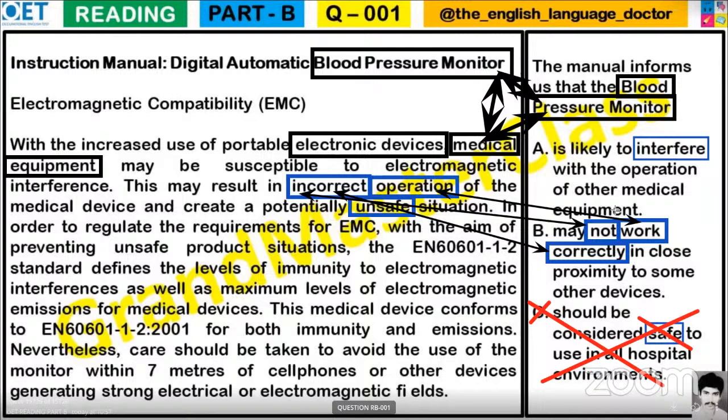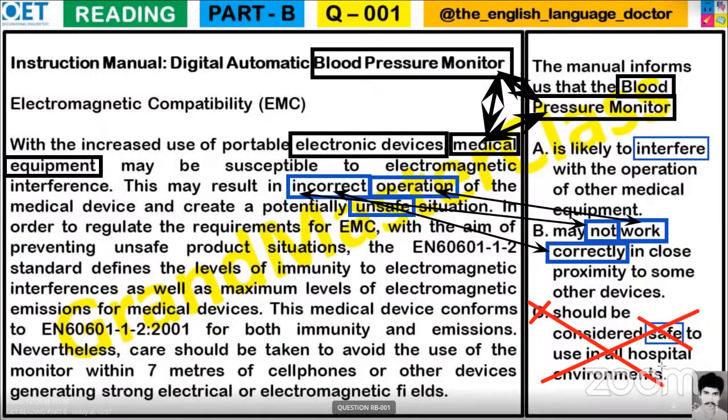So try to understand that one very clearly. First one is talking about medical equipment. Second one is talking about other devices. Other devices, not medical. Other devices means you can understand is right. Should be considered safe in all hostile environments. Means everywhere, whether it is medical equipment or non-medical equipment, everything. So B and C are all together. Okay. Right.